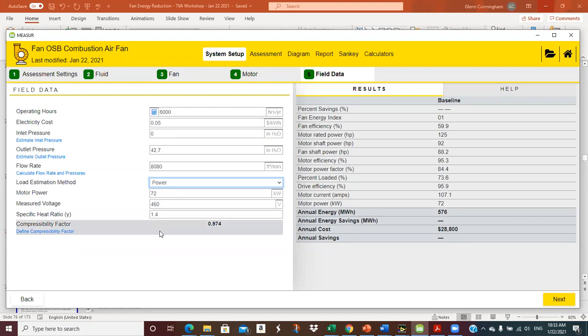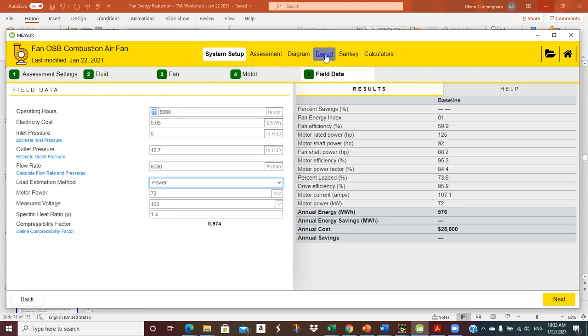puts a specific heat ratio, CP over CV, and it shows you a compressibility factor that it has calculated. And so then this is the result of my baseline, and I see my annual cost is $28,800. Well, that's good because that's what I wanted it to be.